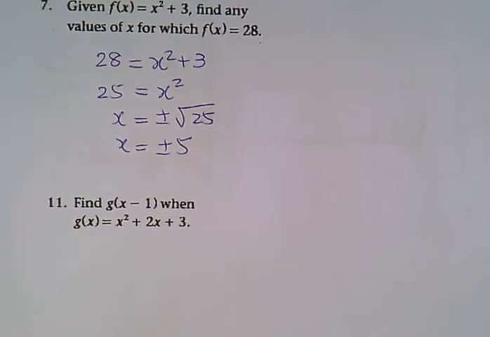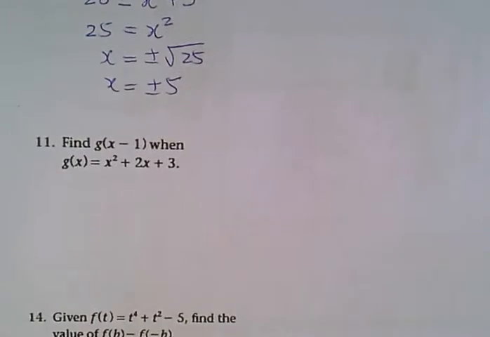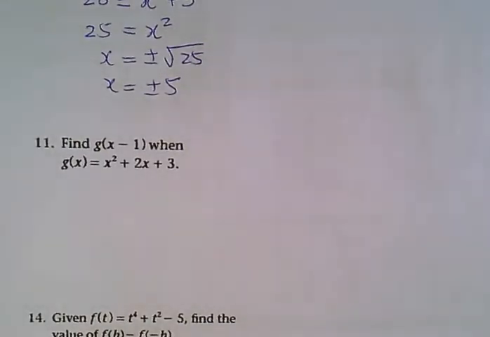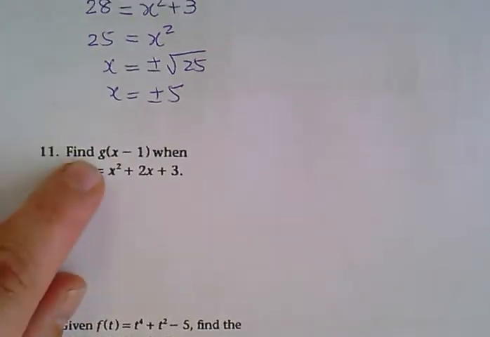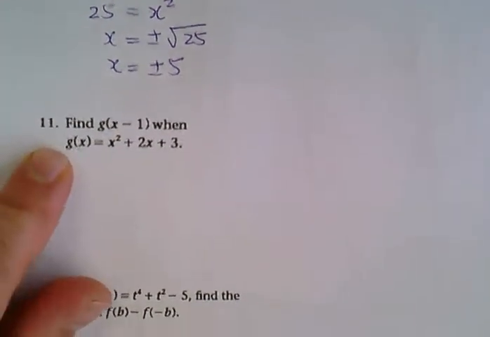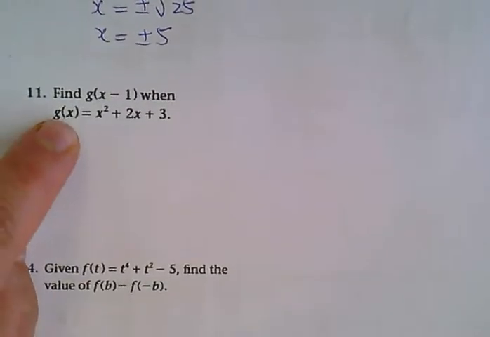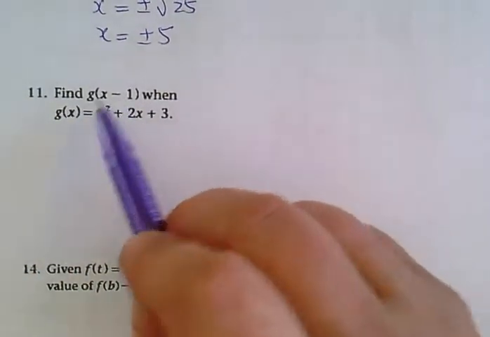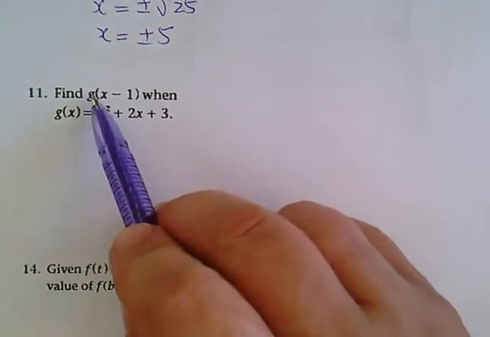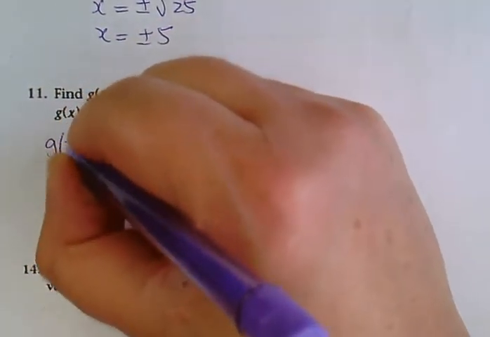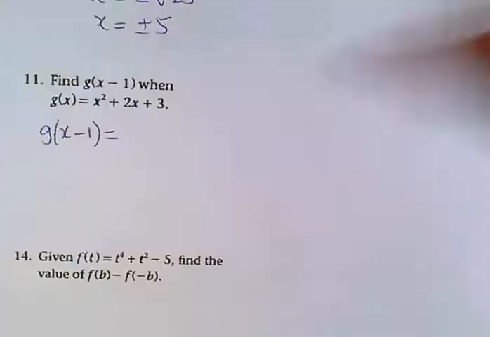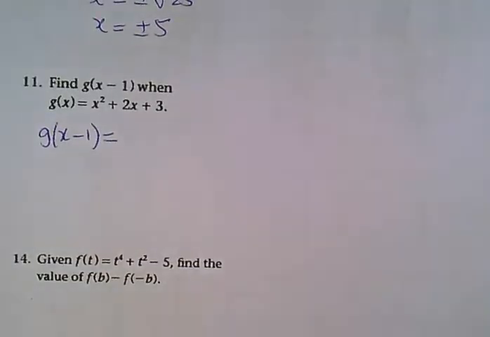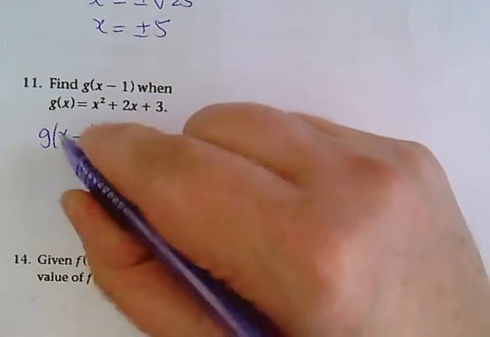Now, question 11. It doesn't have to be f of x. It could be g of x or h of x, it doesn't matter. Instead of having f for function, they've got g of x is x squared plus 2x plus 3. So now I just replace my x. I have to find g of x minus 1. I just replace the whole x with x minus 1. So wherever there was an x, there is now an x minus 1.